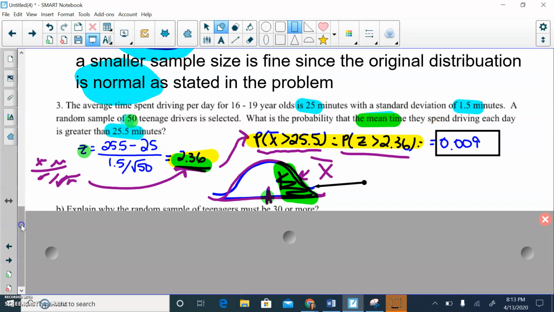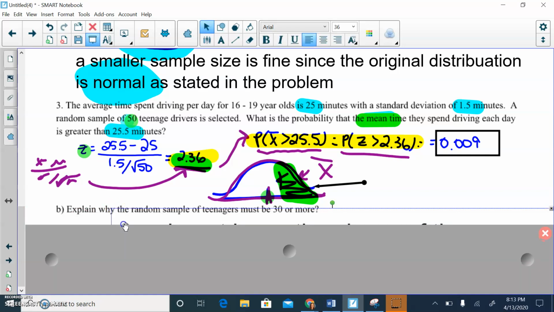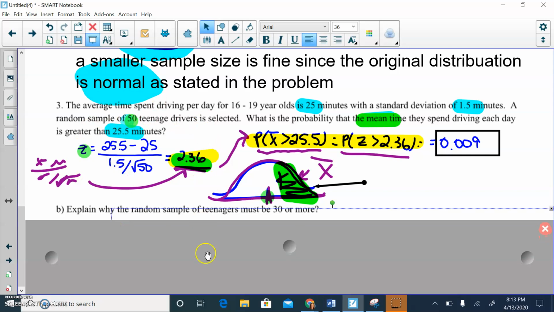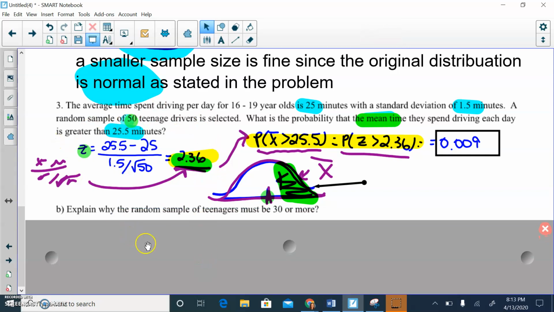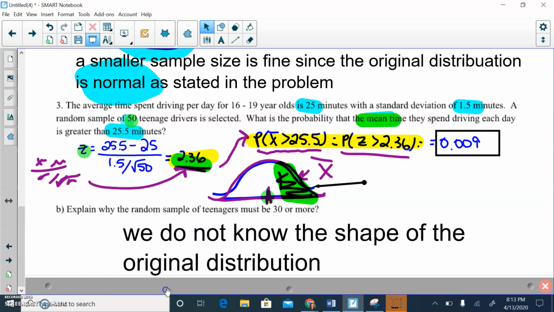Now in this one, why is it important that we have to be over 30? Well, we don't know the distribution. It says nothing about the distribution at the beginning, just that you have some certain distribution. So the fact that it's 50, we don't know the shape of the original distribution, but because our sample size is large, we know due to the central limit theorem that the sampling distribution of x bar will be approximately normal.